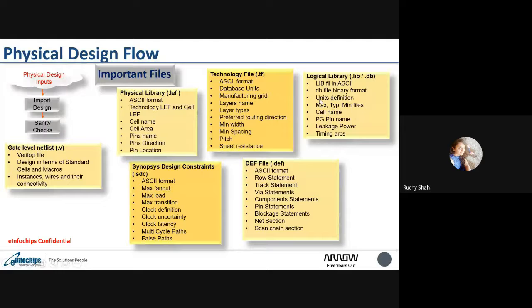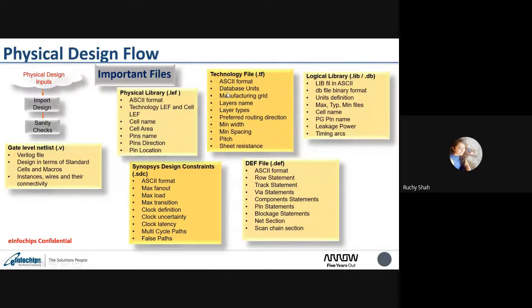So basically in this file, the unit definitions are mentioned at the top, followed by the cell name, then PG pin names, and leakage power. Then for every input to output pin there is a path, which we call a timing arc, and how much time data takes to travel from the input to the output, all this information is inside this lib file, right? Moving forward, the technology file could be a separate technology file or it could be inside your technology lib.